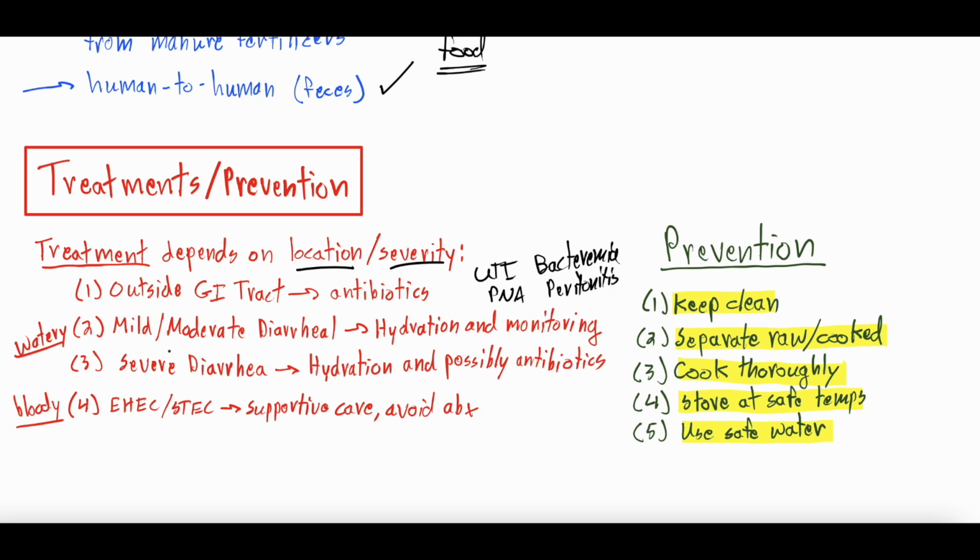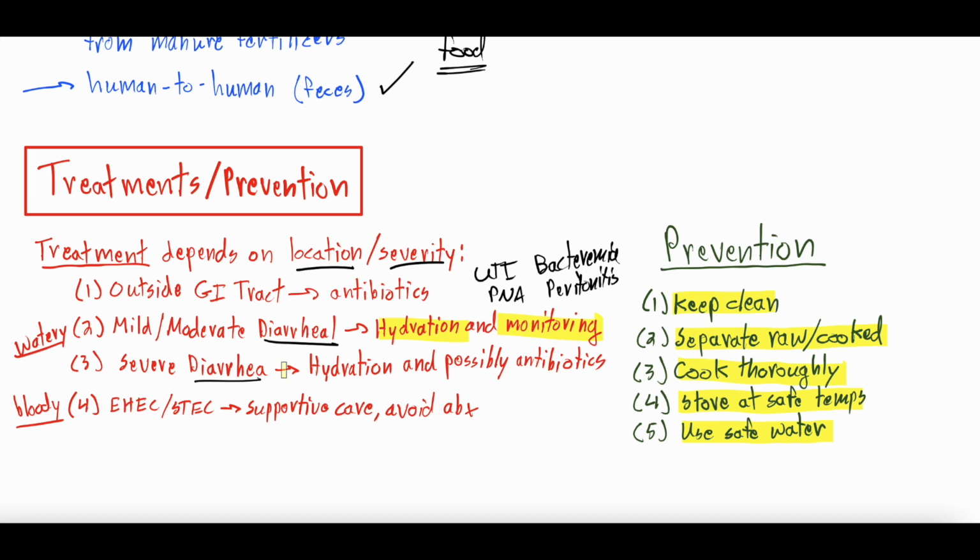If it's within the GI tract causing these diarrheal diseases, it depends, right? If the diarrhea is watery, aka not bloody, and it's mild to moderate, the recommendation is to just stay hydrated and monitor yourself, not give antibiotics. Antibiotics have risks, right? Antibiotics can lead to worsening infections from other bacteria. It can lead to antibiotic resistance. There are side effects to these medications. So mild to moderate disease, hydration and monitoring, it should self-resolve.